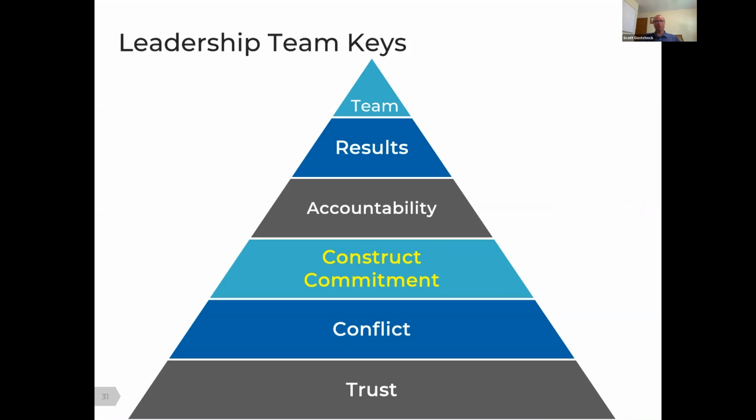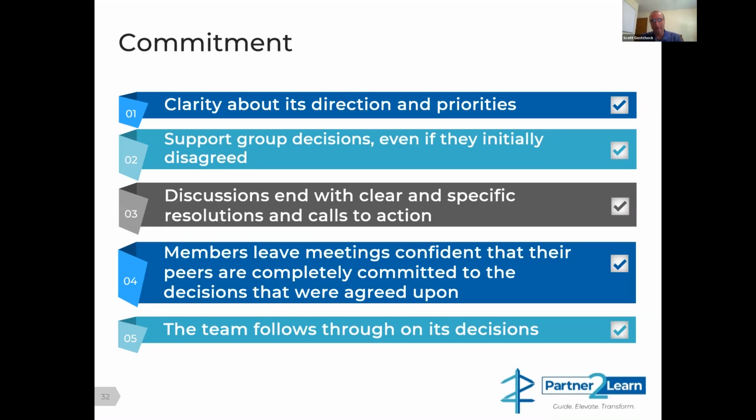All right. Once you have the positive conflict, the third level is you want to construct commitment, true commitment. So let's take a look here. What does commitment mean? Commitment means the following: that there's clarity about direction and priorities, that there's support for group decisions, even if they initially disagreed. So even if we disagree in the beginning, in the end, we still go out unified. We go out unified together.